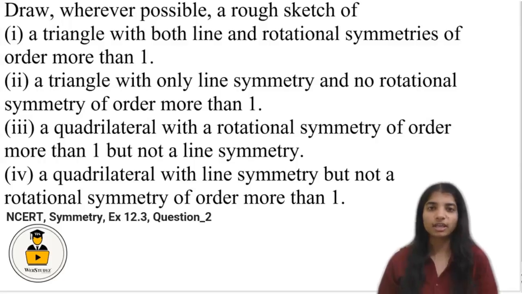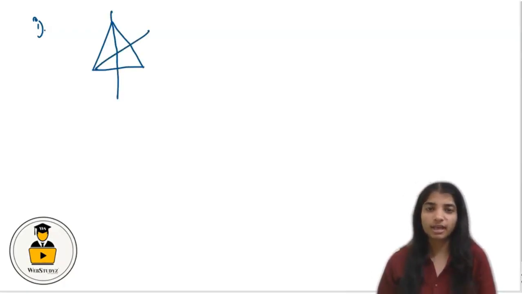In this question we are given: draw, wherever possible, a rough diagram of, in the first part, a triangle with both line of symmetry and rotational symmetry of order more than 1. So in the first part we are considering a triangle. Let's say we are considering an equilateral triangle. We know that an equilateral triangle has all sides equal, so it has 3 lines of symmetry.